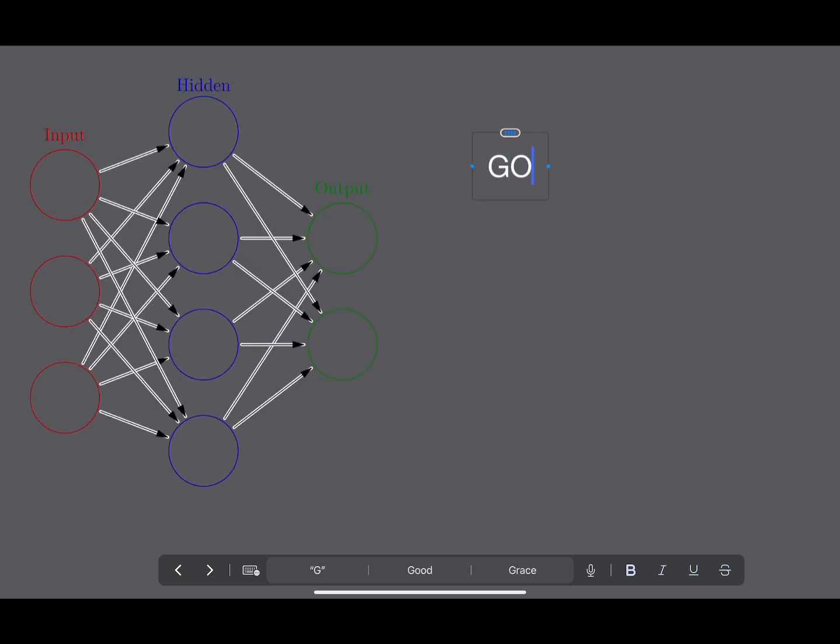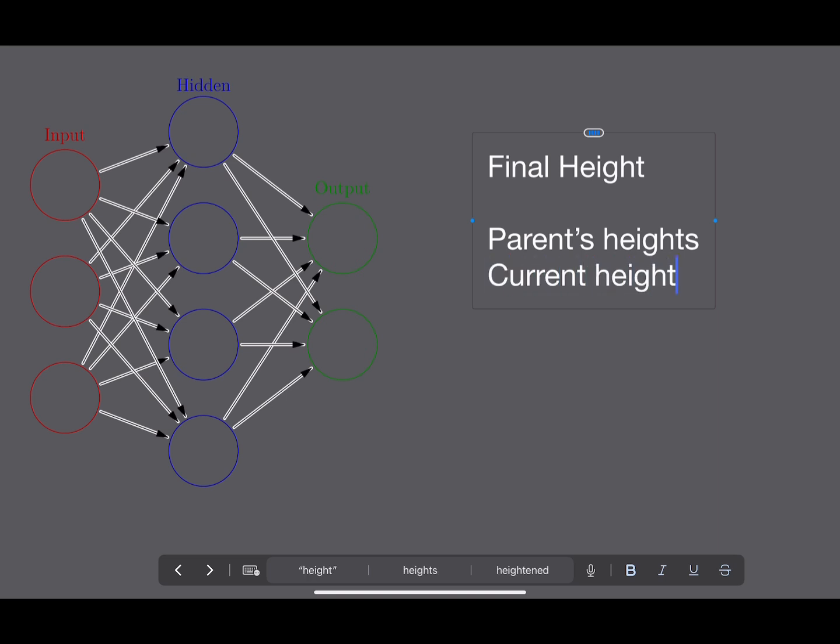Okay, let's say our goal is to predict how tall someone's going to be, so their final height once they're done growing. And we're going to use 3 pieces of information. Their parents' heights, so maybe the average of their parents' heights, and that's going to be one of our input variables. Their current height, so whatever height this person currently is, and their current weight.